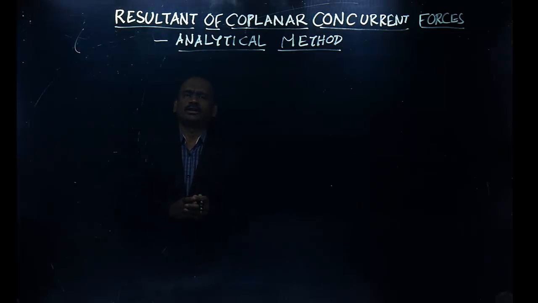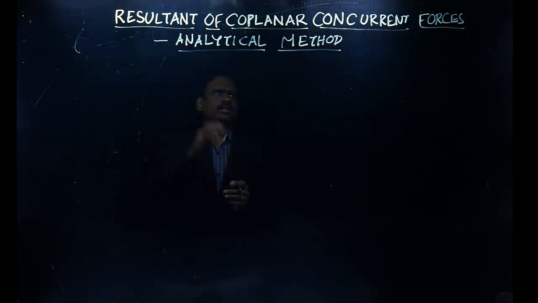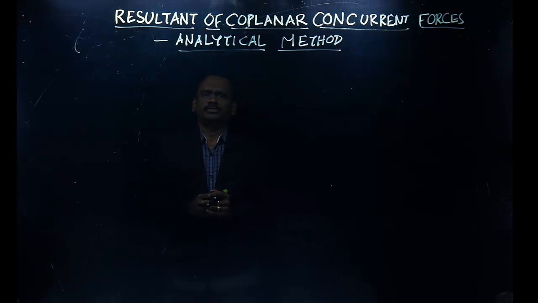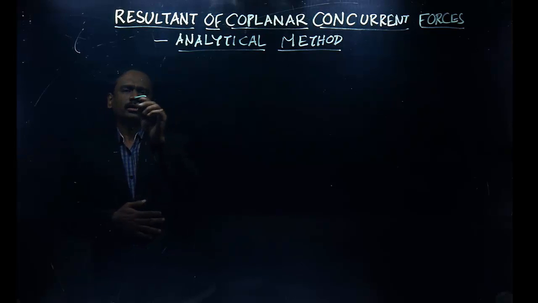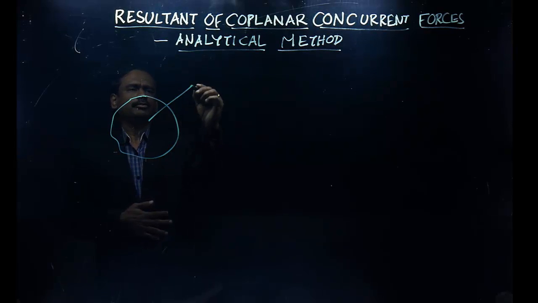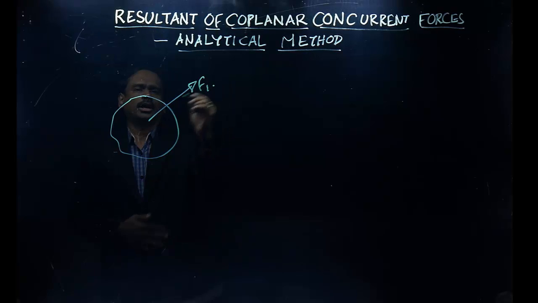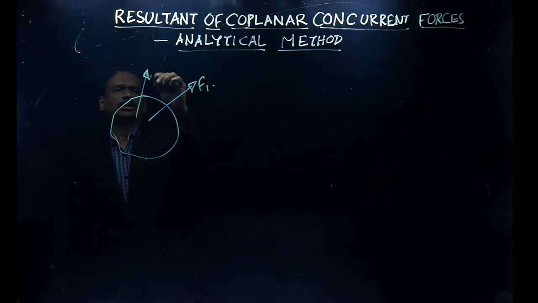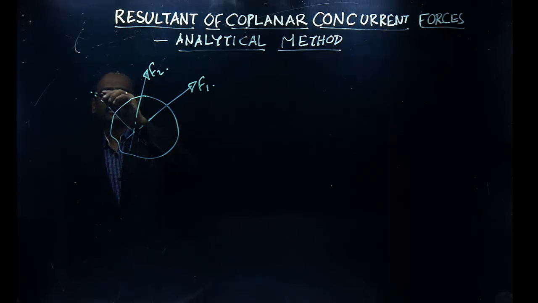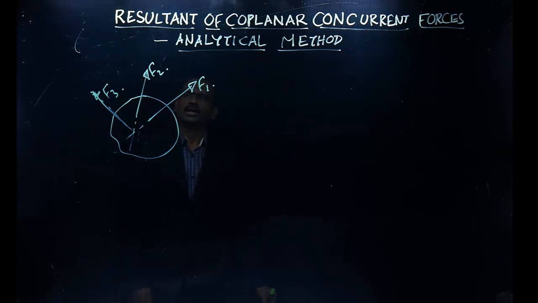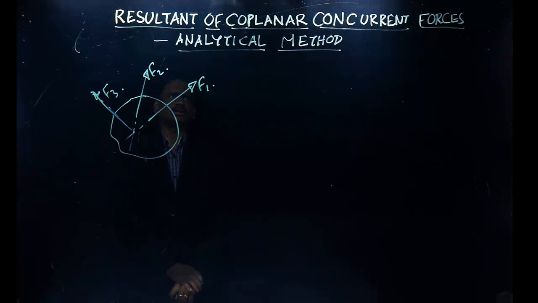In this session, we'll see how to find the resultant of coplanar concurrent forces using the analytical method. Now, when there are n number of forces acting upon a body, let's say the forces are F1, F2, another one is F3, and so on. Now we have to find the resultant of these forces using the analytical method.